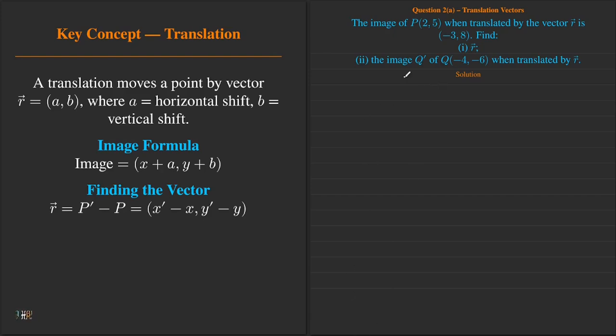So question number 2A says, the image of P has coordinates 2, 5, when translated by the vector R is negative 3, 8. We have to find this translation vector, which is R. And secondly, we should find the image Q prime of Q, which has coordinates negative 4, negative 6, when it is also translated by the same vector. Let's quickly look at the key concepts before we attempt the question.